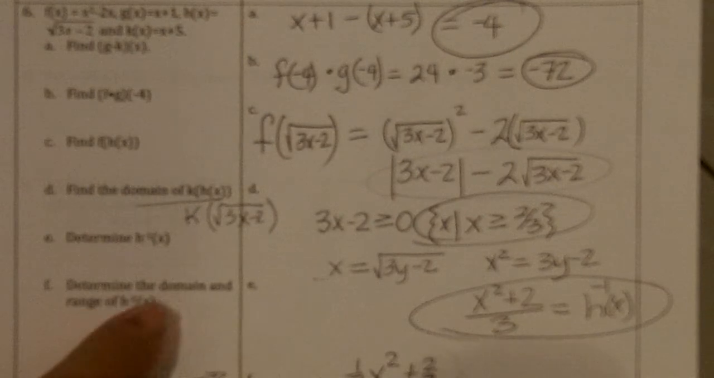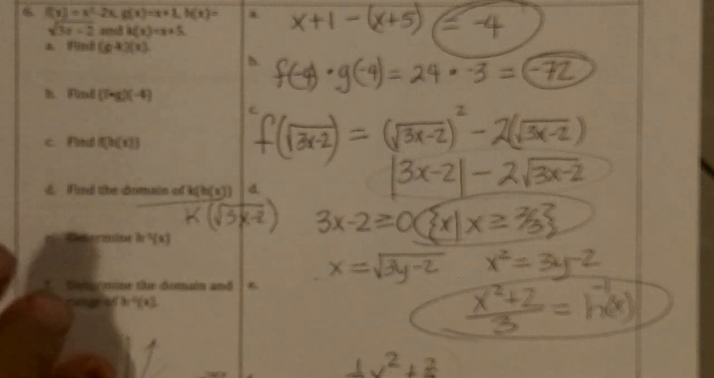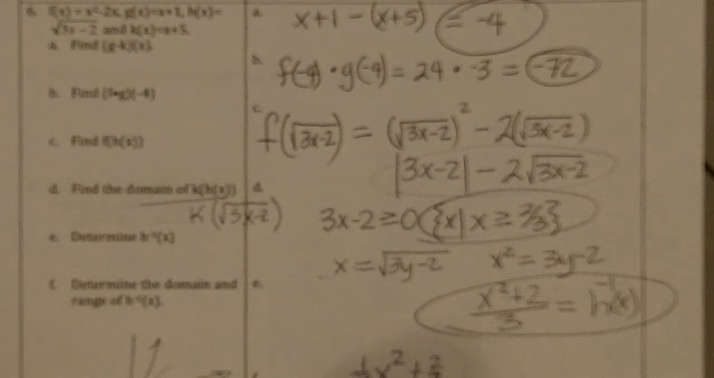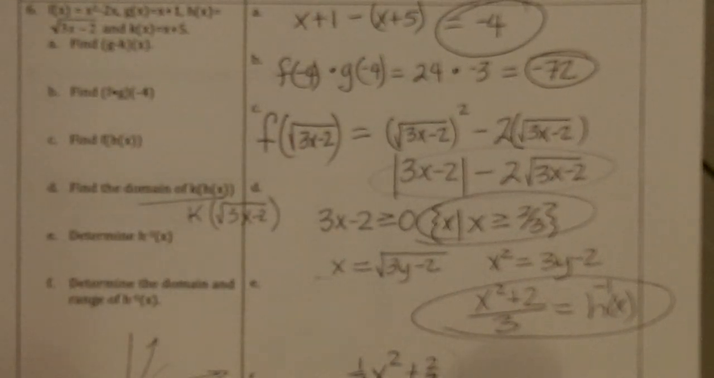So the domain and range of the inverse. The domain would be for x greater than or equal to 0. That's x has to be positive in the inverse. And the range is greater than or equal to 2/3.